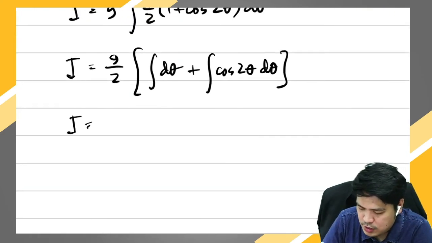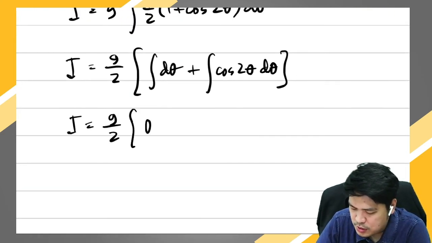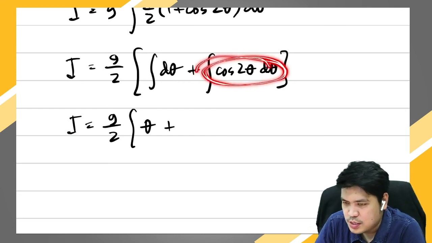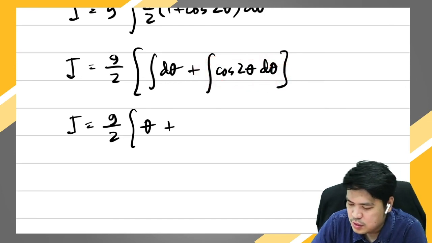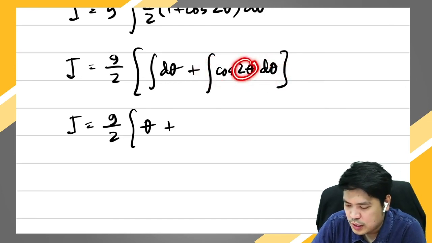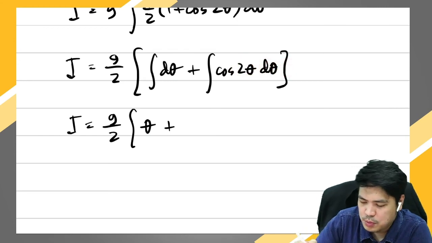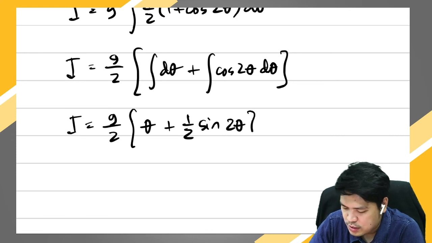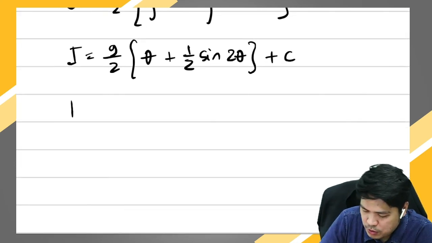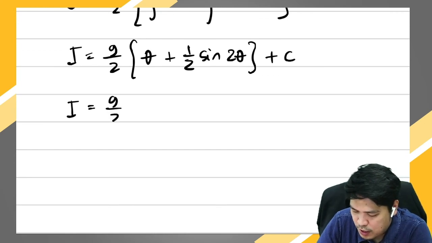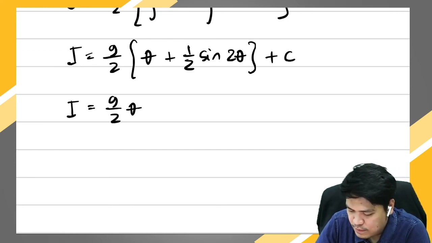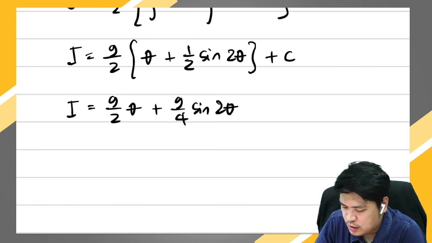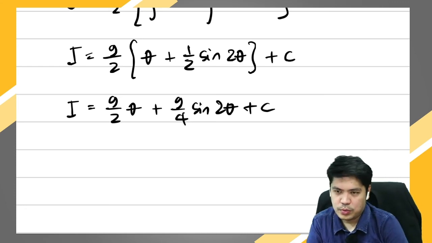Okay. So therefore, I is equal to 9 halves times theta, excuse me, plus the integral of this, that's positive sign, diba? But since the derivative of 2 theta is 2 d theta, so we need to multiply by 1 half. So we'll have 1 half sine 2 theta plus c. So simplify muna natin dito, distribute muna natin, that would be 9 halves theta plus 9/4 sine 2 theta plus c. Okay, but wait, there's more.